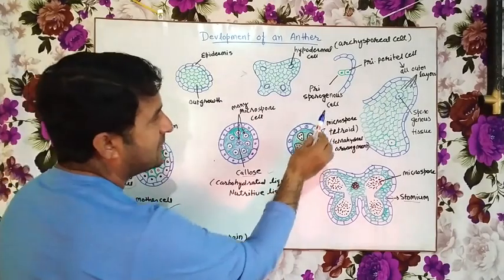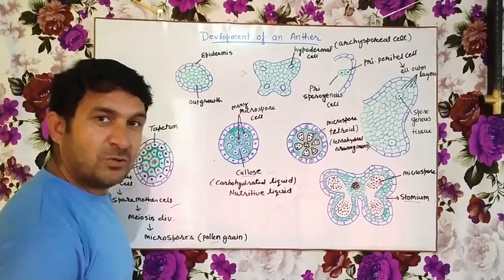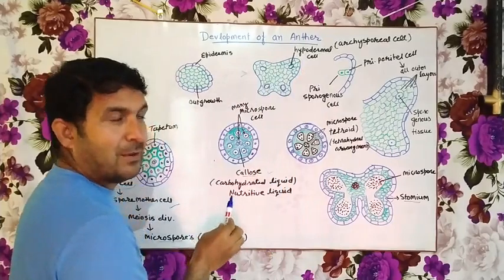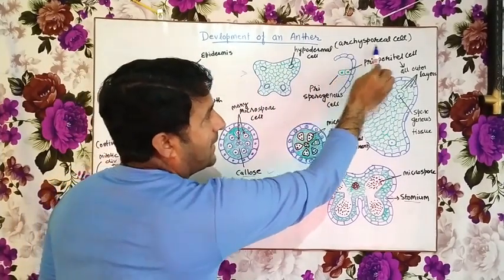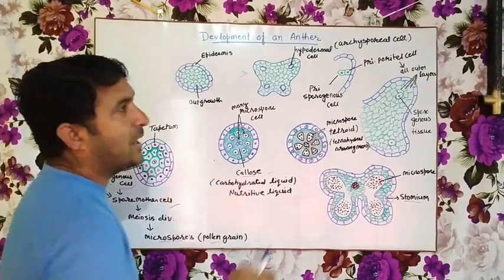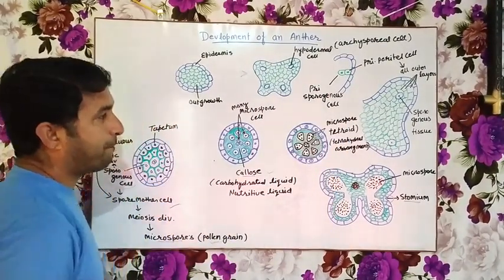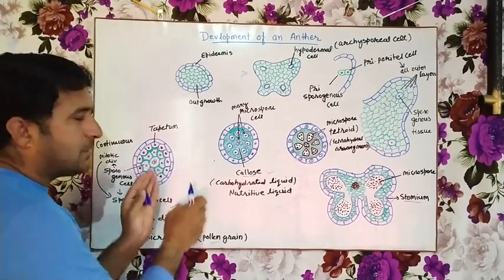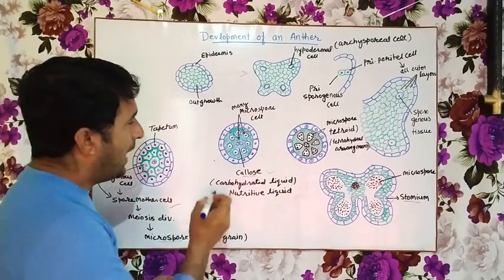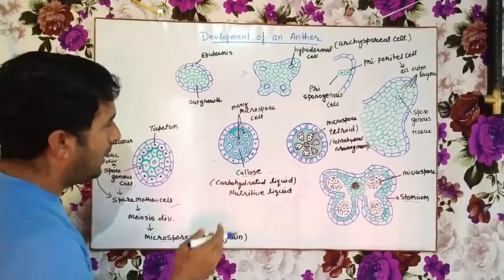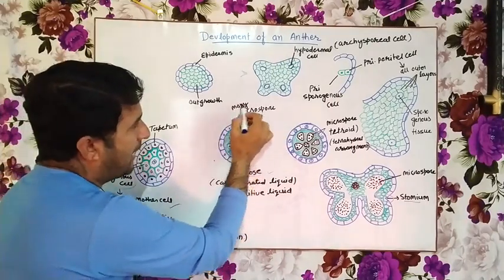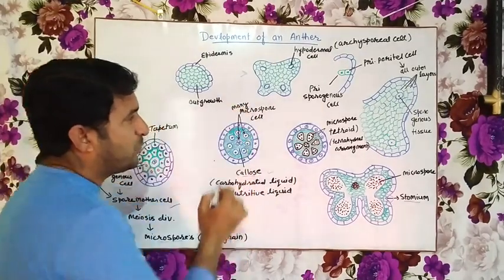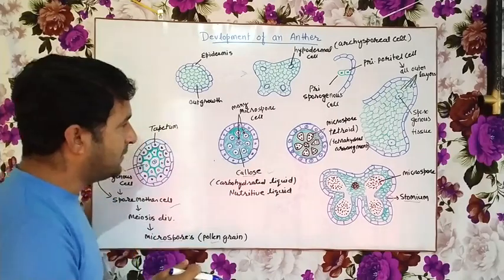Okay, this sporogenous cell develops from the primary sporogenous cell, and this primary sporogenous cell develops from the hypodermal cell, which is also called the archesporial cells. Okay, after this process more development takes place, and you can see in this diagram these are the microspore cells which develop here. So these are the many microspore cells which develop by cell division.